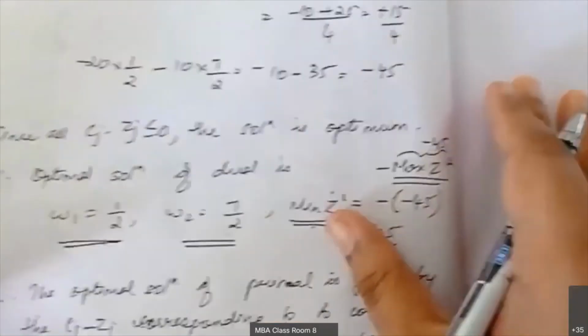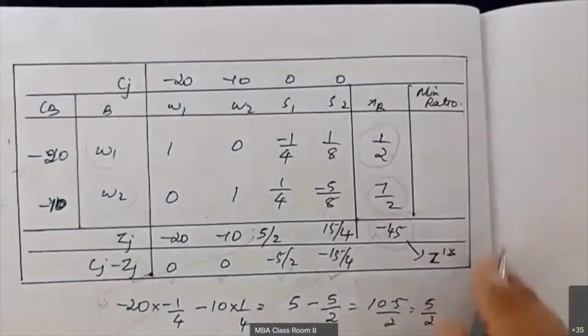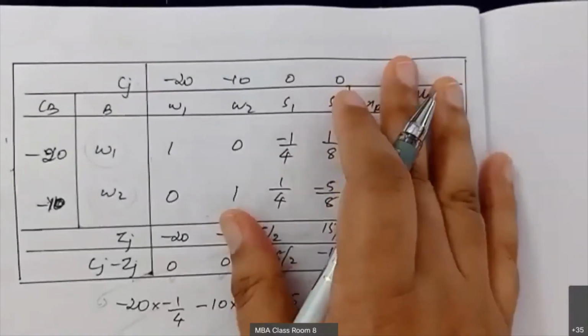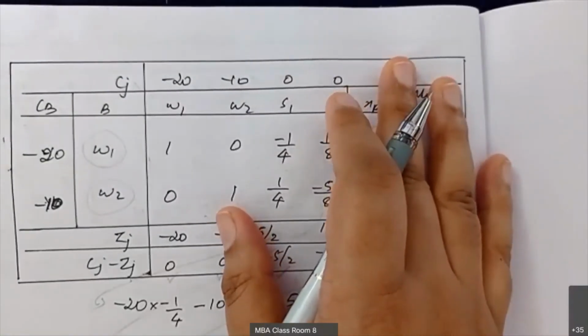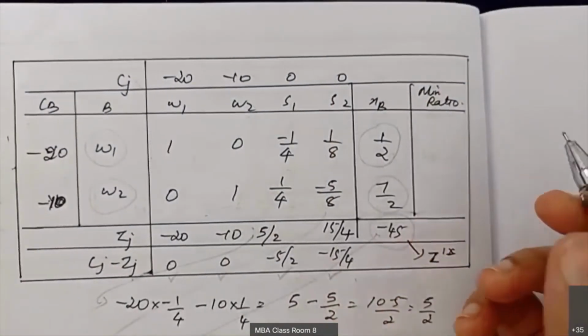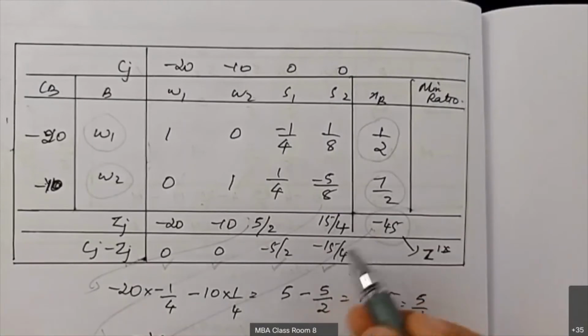According to the duality theorem, we will get the value of X and Y from the final dual optimal simplex table. This is our final optimal dual simplex table. From that, we will get the value of the primal table. So what is that? The value is going to be 5 by 2 and 15 by 4.